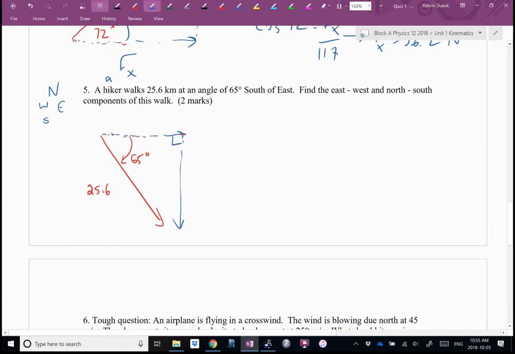So this is going to be, it's not a force. This time it's a displacement. So I'll use the letter D for displacement. Hypotenuse, opposite, adjacent. I think cosine of 65 ends up being the horizontal divided by 25.6. I think sine of 65 ends up being the vertical divided by 25.6.